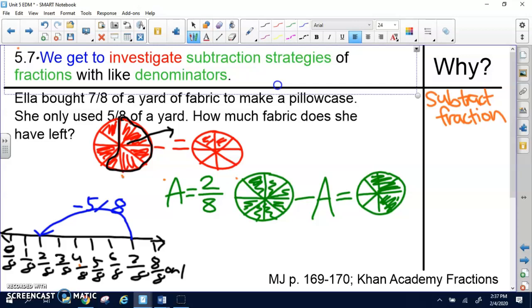I liked this strategy, so there's two representations of this where we had the 7/8. We're going to cut out the 5/8, and what we have left over are the 2/8. And I really like this representation with the number line. I thought all of them were very good. Where we started at 7/8, we bounced back 5 of the 8s to get to 2/8. And that's pretty much how you learn how to do addition and subtraction in the first place.